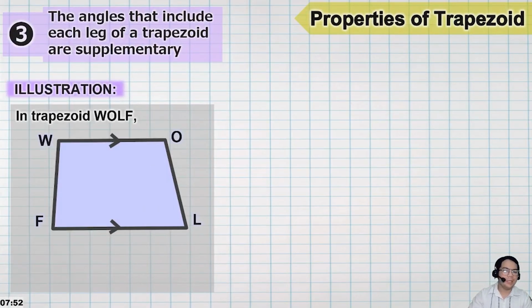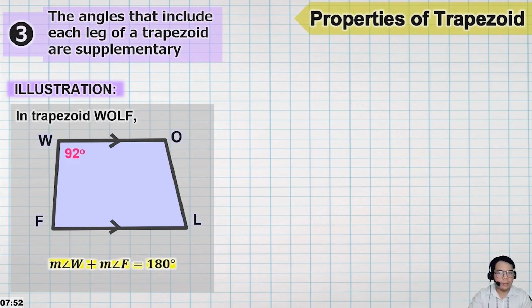So the third property of a trapezoid is that the angles that include each leg of the trapezoid are supplementary. So ano ba yung ibig sabihin ng angles that include each leg? So ito yon. For example, we have here trapezoid WOLF. Yan. So ito yung dalawang angle na isa sa mga example ng pairs of angles that include each leg. Itong si angle W at saka si angle F. Ayan, according to this property, they will be supplementary.